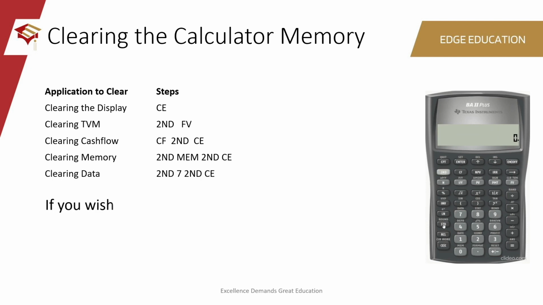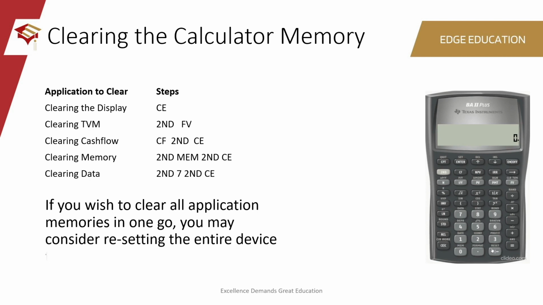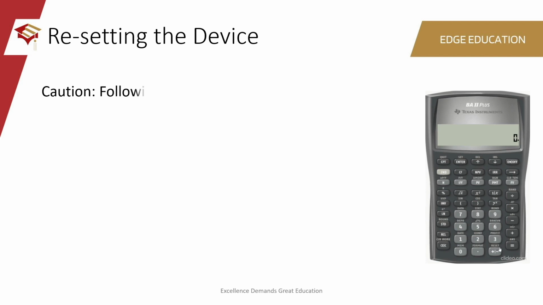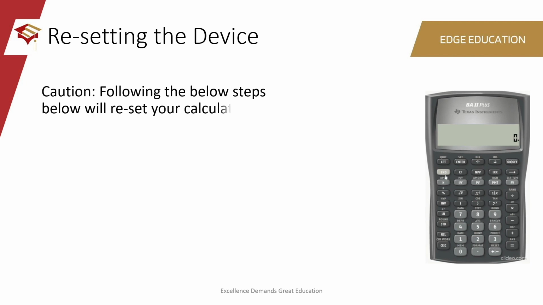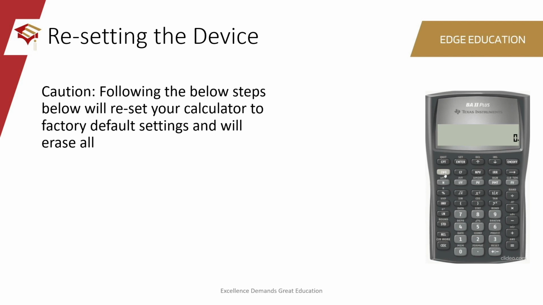If you wish to clear all the application memories in one go, you may consider resetting the device to factory default settings. Resetting the device. Following the below steps will reset your calculator to factory default settings and will erase all your saved computations and selected formats. Once the calculator has been reset, you will not be able to retrieve your saved computations or worksheets. So please follow these below steps with caution.